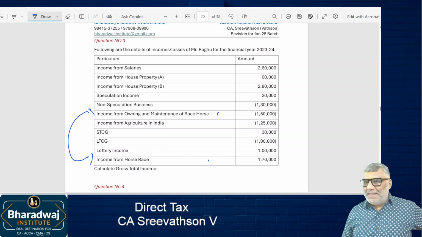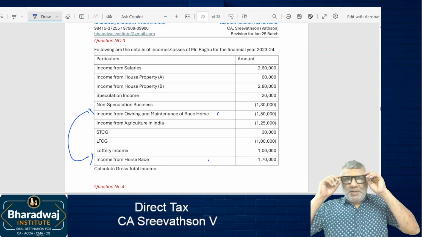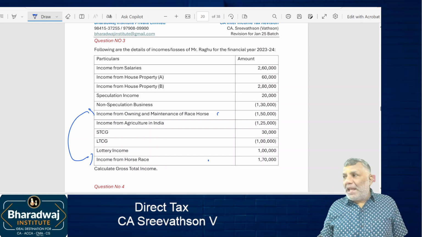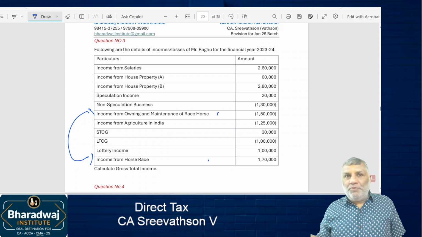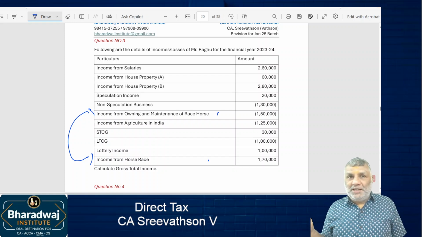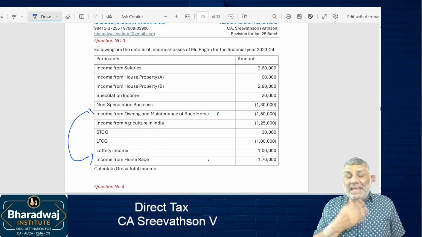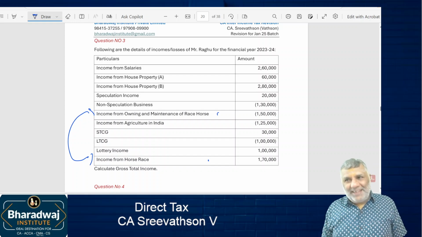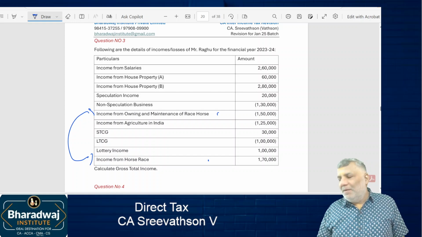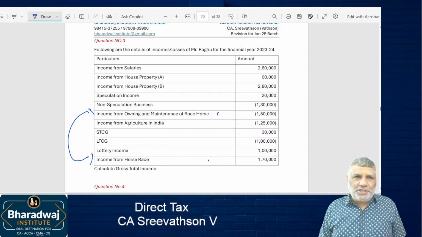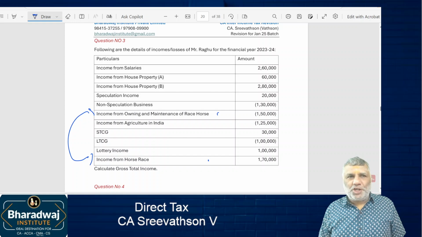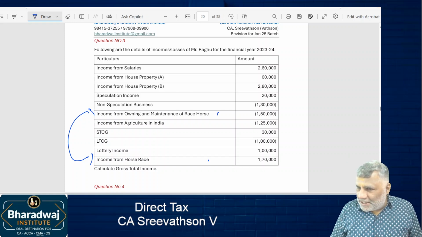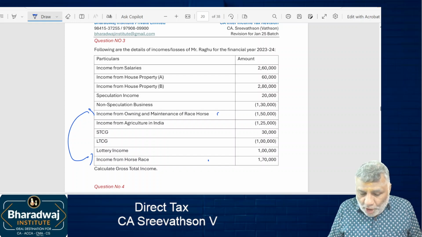Income from racehorse means income from betting. There is a difference between if I go to a race and bet on it and I win, that is winnings taxable at 30%. If I am a person who is maintaining that horse, that is equivalent to a business, but it is taxable under IFOS because it's not an acceptable business across India. So it is taxable under IFOS. That is the difference. You are all understanding, right? Okay. So let's go.